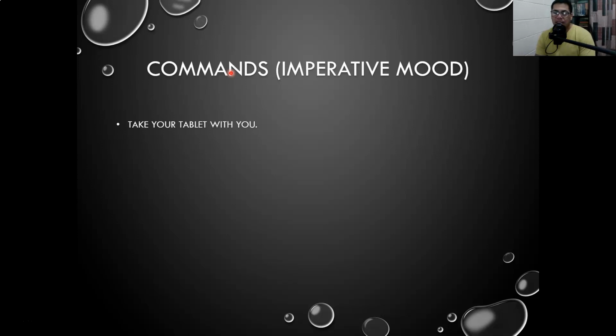So imagine this sentence: take your tablet with you. When I want to do the analysis for this sentence, I know that the subject is going to be you. I like to show that the subject is implied by using these parentheses. You don't have to, but I like to do it. So the simple subject is you. The simple predicate is take. Complete predicate, take your tablet with you.